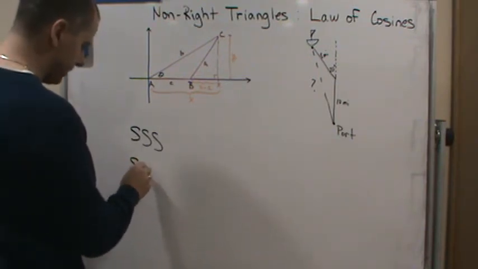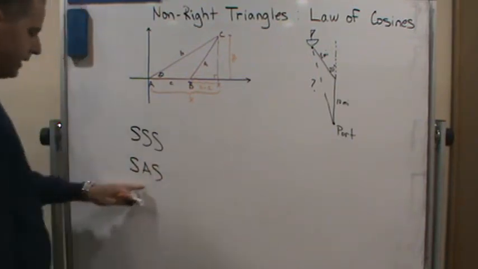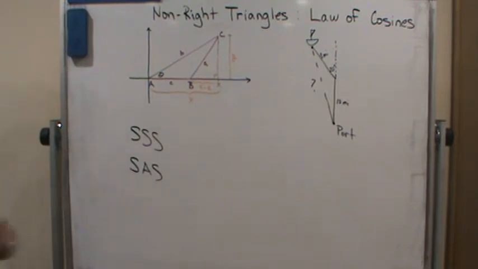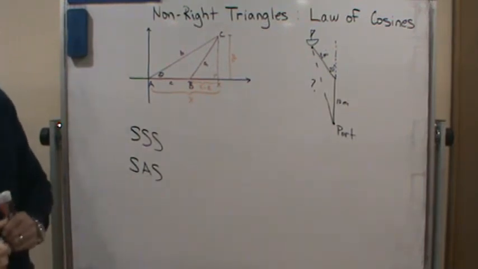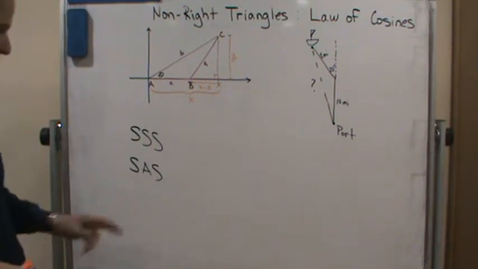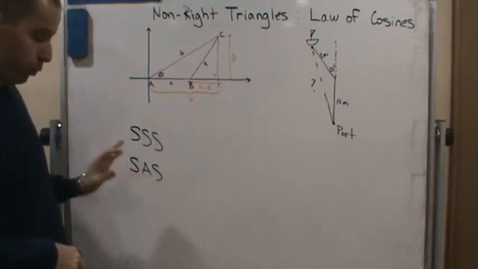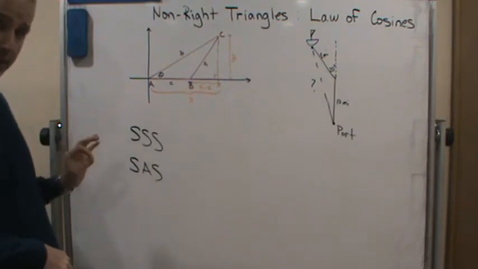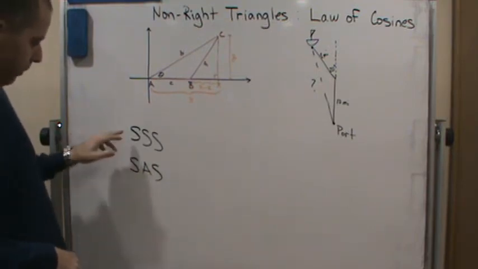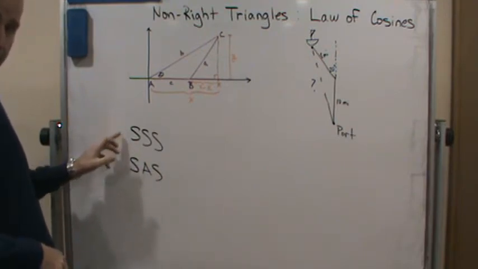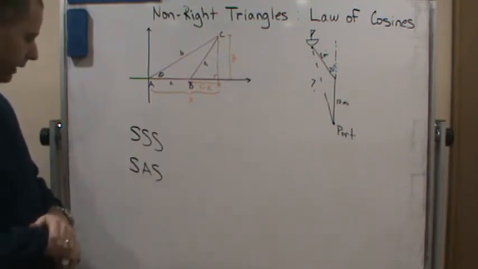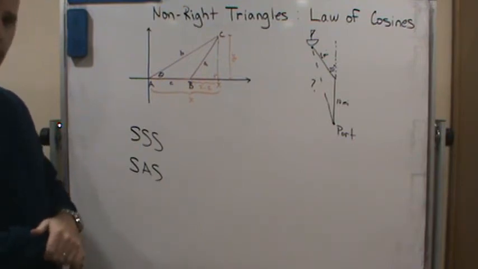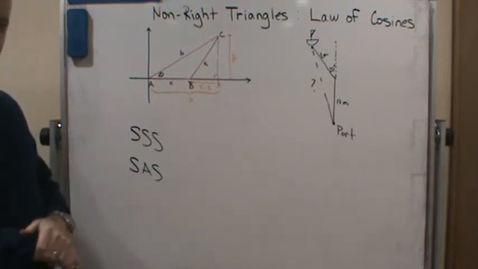So if we have SAS, side angle side, this is another one where we're not going to be able to solve this because, again, we need a ratio of an angle along with its opposite side length. Okay? So in both of these cases, we can't set up the ratio, right? So what do we do? Well, that's where the law of cosines comes in.